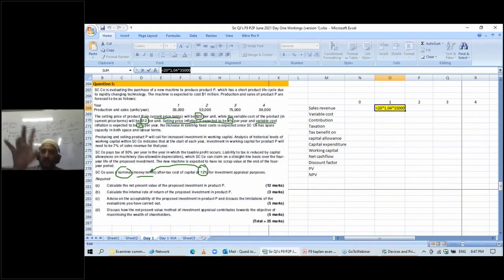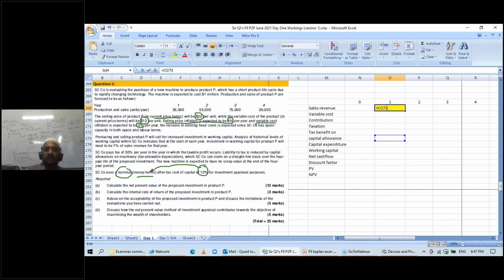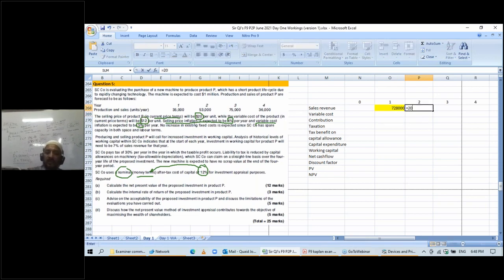So this is the view which the examiner will have of your working. So that's enough for you. So again, I'm doing this working. So it is 20 multiplied by 1.04 multiplied by 35,000, 7,28,000. Now the next is 20 multiplied by 1.04 multiplied by 1.04. There will be two inflations in the year 1 and then year 2 multiplied by 53,000.